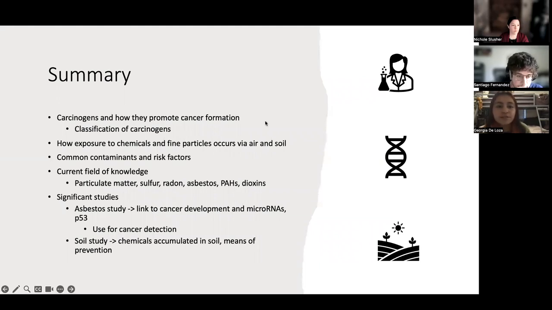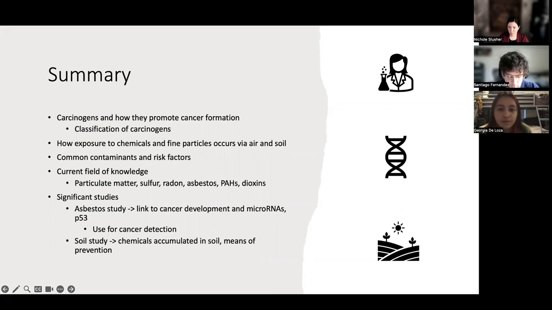Throughout this presentation, we've aimed to look at the connection between chemicals, fine particles in the air and soil, and the formation of cancer in humans. In doing so, we have identified substances that are classified as carcinogenic to humans and to which they face exposure via air and soil. We examined particulate matter and the role it plays in spreading chemicals via the air, as well as the increase in particulate matter and its classification as a carcinogen in recent years.